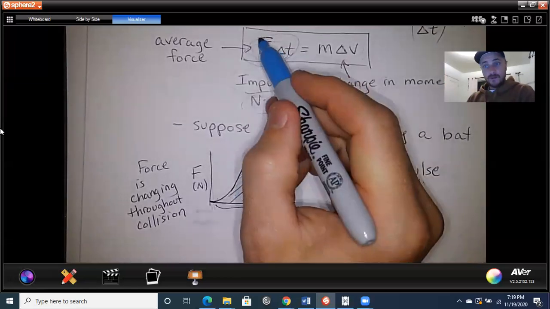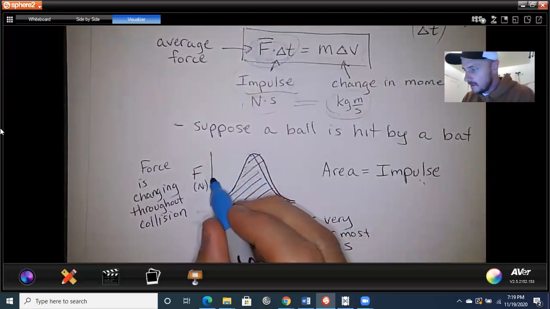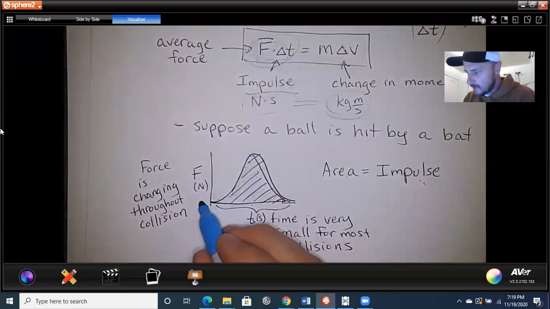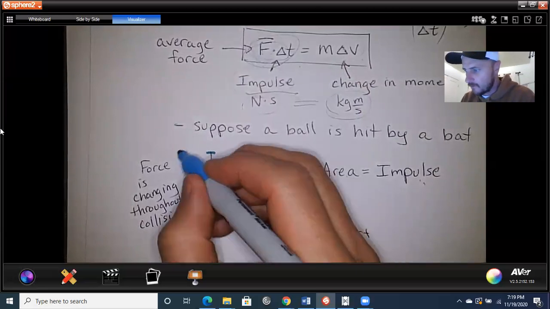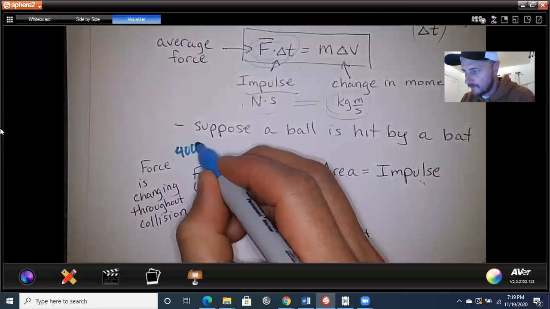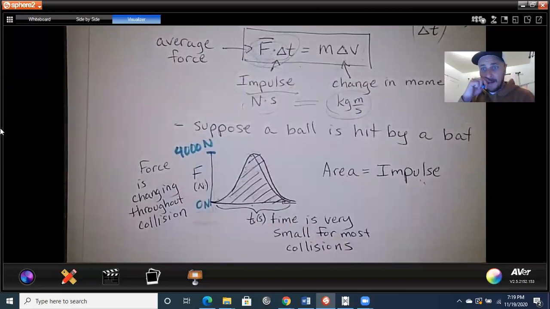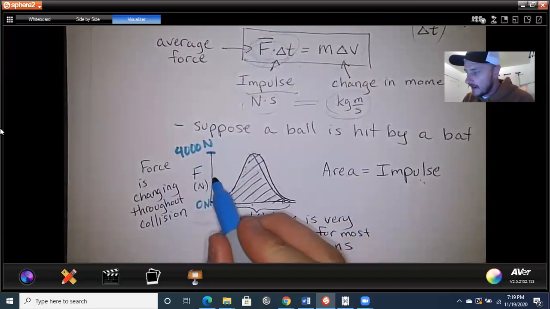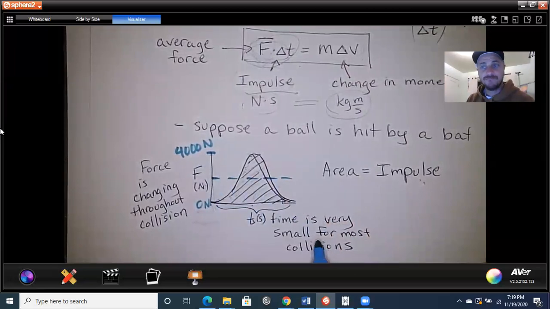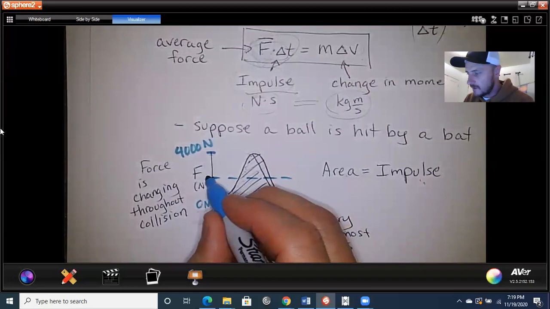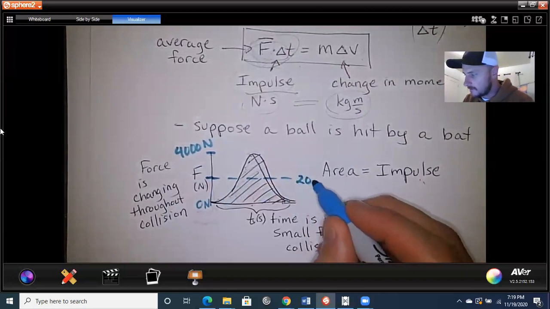So we're dealing with the average force. Out of all of these forces, all the way from 0 newtons to, let's say, 4,000 newtons, a pretty big force that hits a ball with a bat, what's the average of that? Wouldn't it be 2,000 newtons right through the center? It would be. So this would be 2,000 newtons right here. I'll write that there, 2,000 newtons.